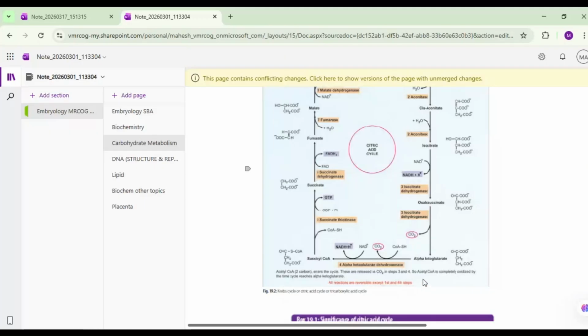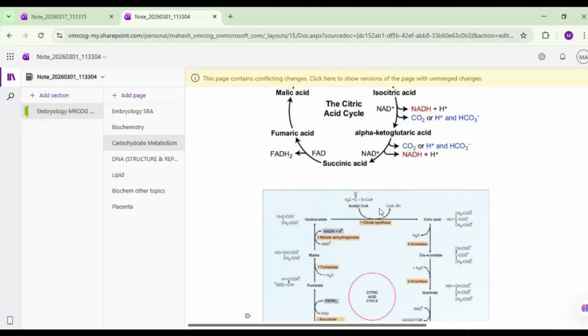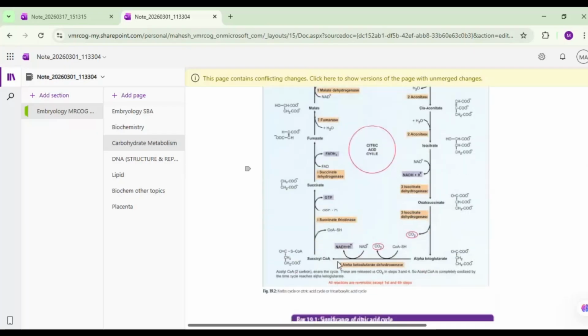Now acetyl CoA is completely oxidized by this cycle and reaches the alpha ketoglutarate stage. So acetyl CoA finally gets converted into alpha ketoglutarate. Ultimately you get this alpha ketoglutarate.